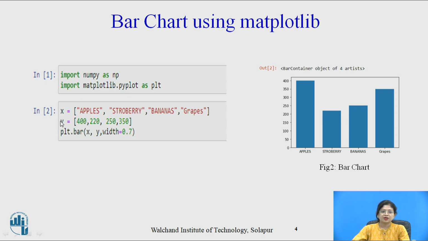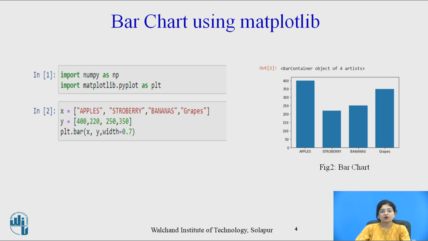So here plt.bar(x, y) with the values of x and y and width equal to 0.7. This width indicates the width of each individual bar. It can be from 0 to 1, so here the width is 0.7. This is a very simple plot. If I want to provide various parameters to this plot, we can give them.